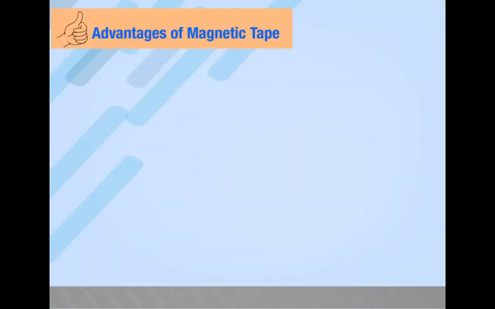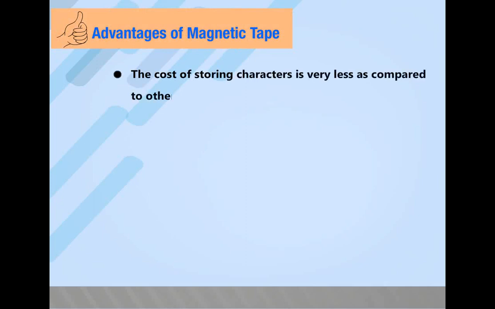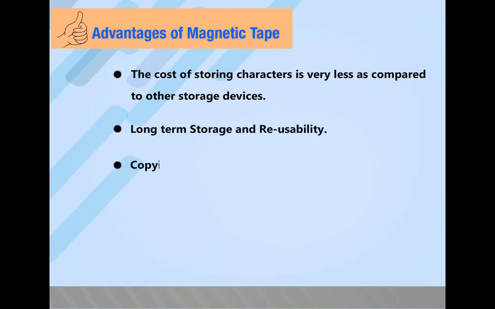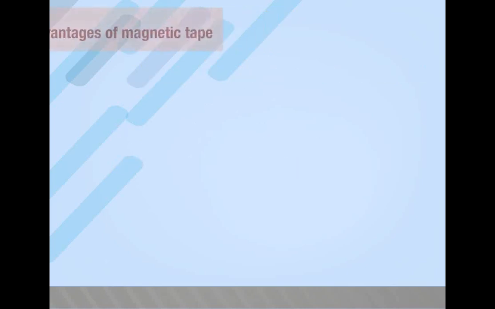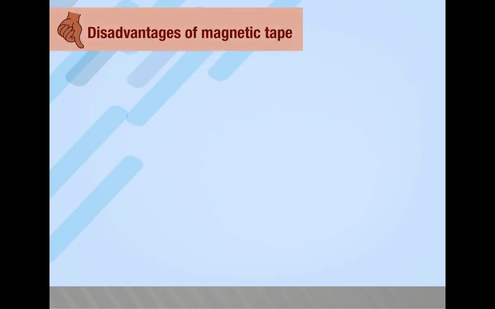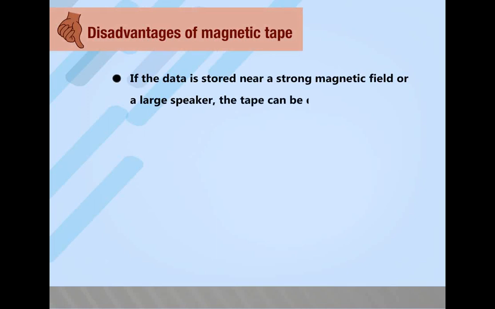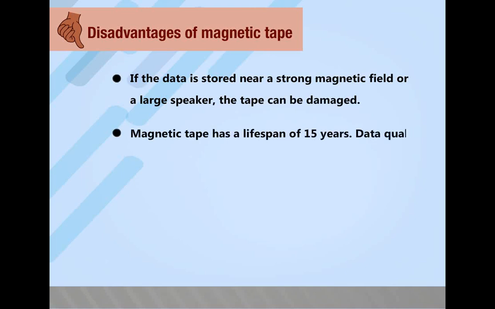Advantages of magnetic tape. The cost of storing characters is very low as compared to other storage devices. Long-term storage and reusability. Copying of data is easier and fast. Disadvantages of magnetic tape. If the data is stored near a strong magnetic field or a loudspeaker, the tape can be damaged. Magnetic tape has a lifespan of 15 years. Data quality gradually erodes over time.